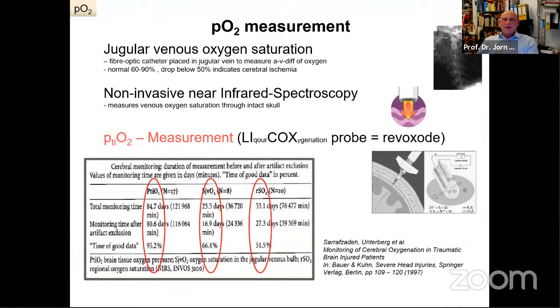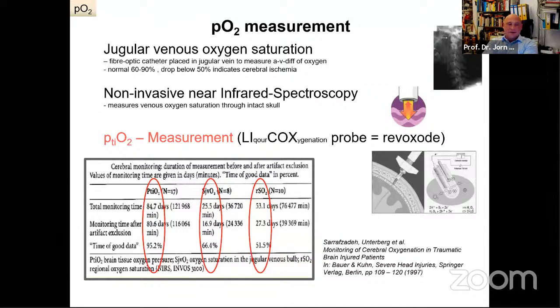It's normally roughly around 60 to 90%, and if it drops below 50, it indicates cerebral ischemia. It's relatively technically demanding to do that, and you have to adjust and calibrate the system quite a lot. Then there's another method.